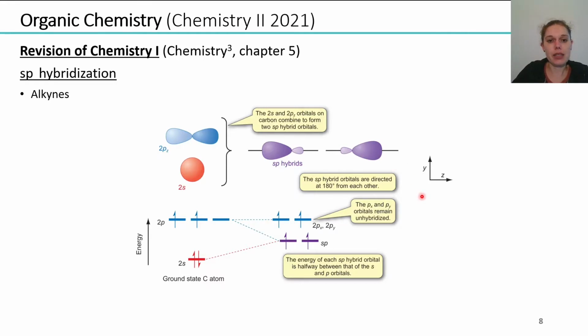orbitals, and then we can have again a look into the energy diagram, and you can see that based on these interactions for the sp hybridization, we end up with two sp hybrid orbitals, and the energy is now lower than the former energy of the p orbitals, but higher than the starting point energy of this s orbital, so it is in between. And for the unhybridized px and py orbitals, we remain the same energy.